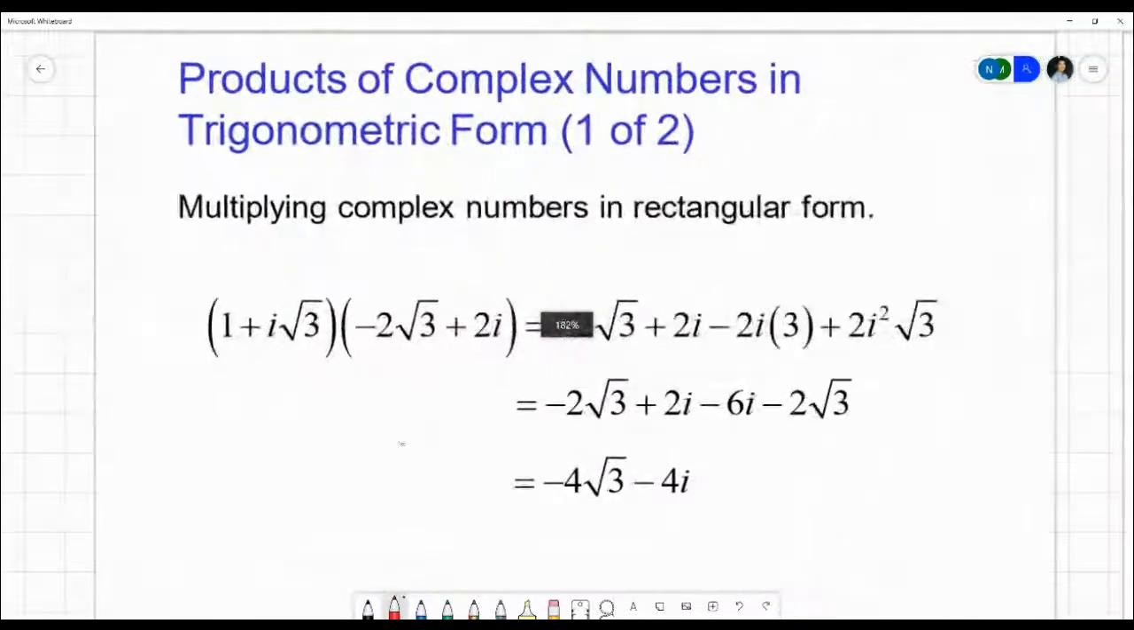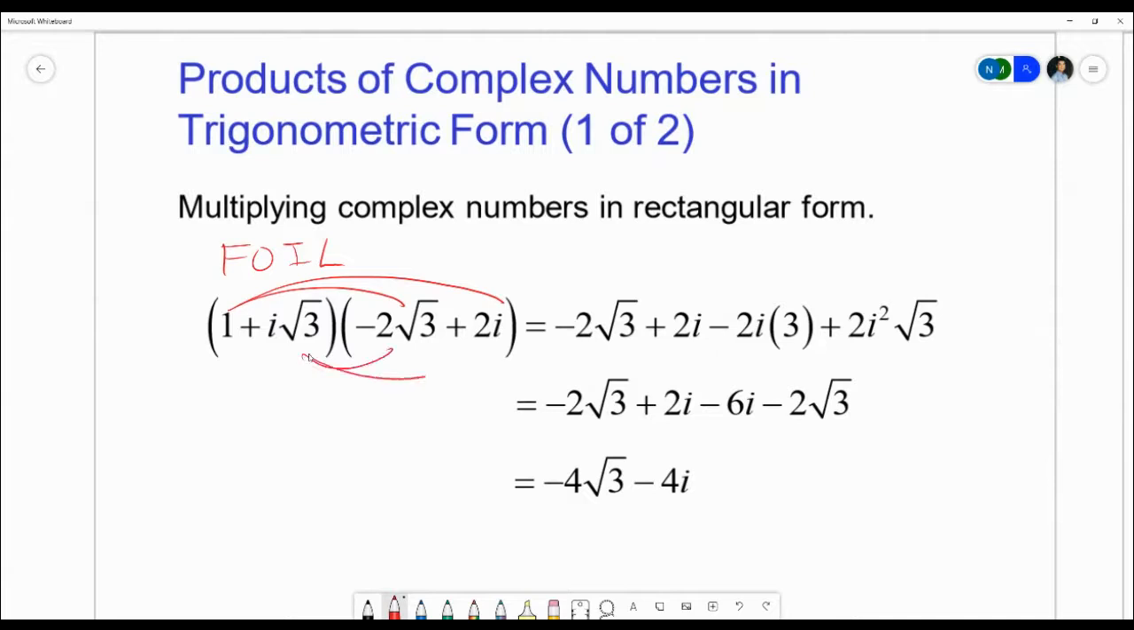All right, so multiplying complex numbers. To multiply complex numbers in rectangular form, we need to FOIL. So what we're doing is multiplying here. 1 times negative 2 square root of 3, we got that. 1 times 2i, get that. i times the square root of 3 times negative 2 square root of 3. Square root of 3 times square root of 3 is 3. Negative 2 times i, negative 2i. And the last one, we have 2i squared, square root of 3.